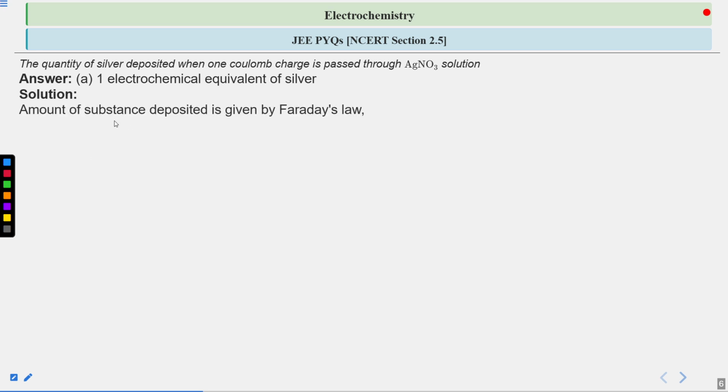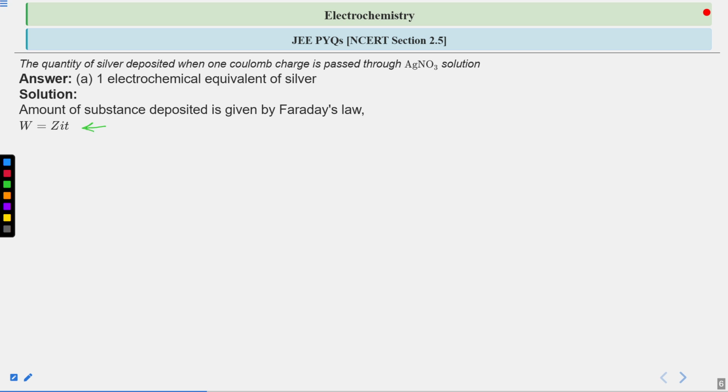Now the amount of substance which is deposited is given by Faraday's law. Remember we also studied the Faraday's constant, right? Faraday has given two laws of electrolysis, the first law and the second law. So the amount of substance which is deposited by passing the current or the charge through the electrolytic solution is determined by Faraday's law.